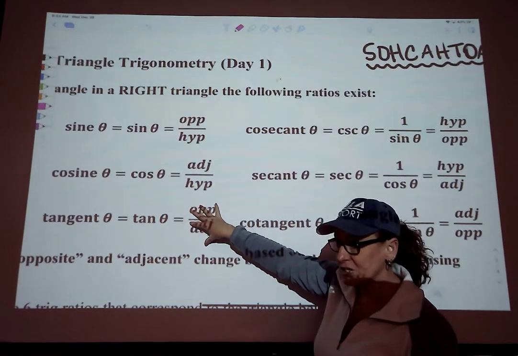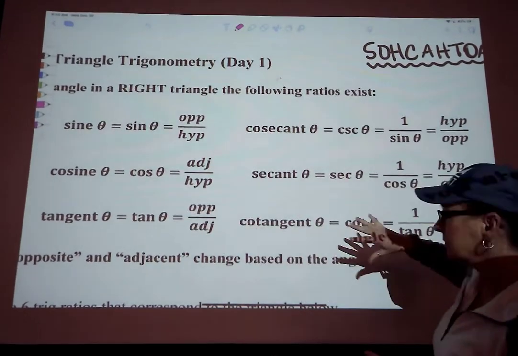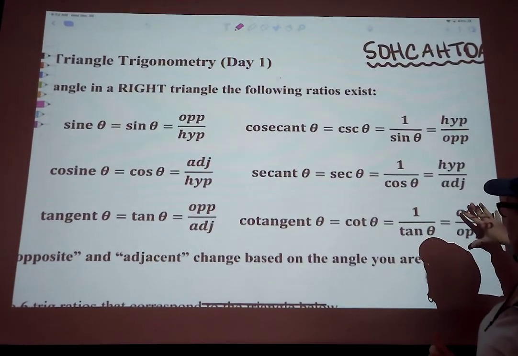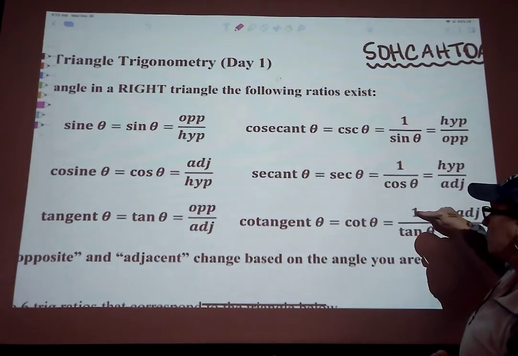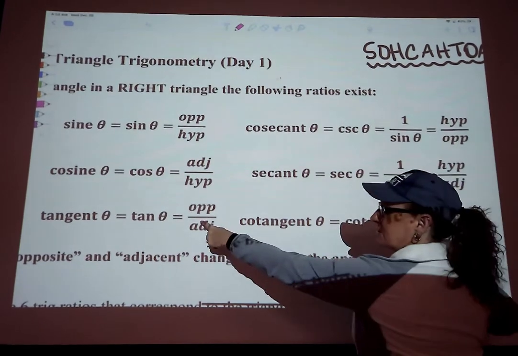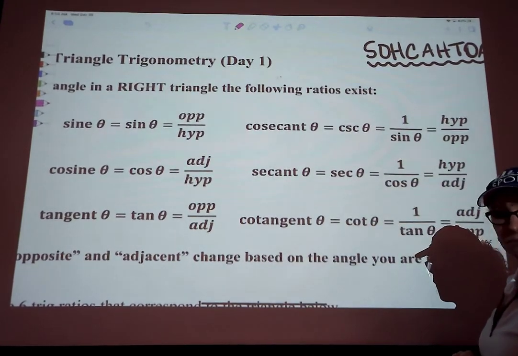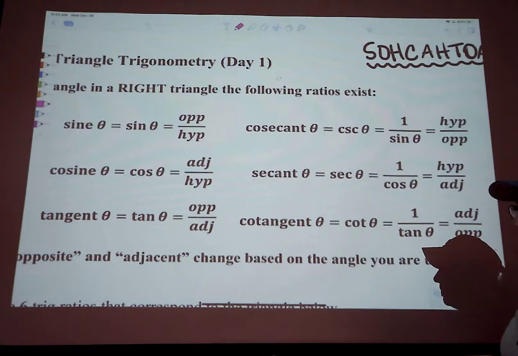How do you change this decimal into the upside down version of it? You do 1 divided by your decimal.